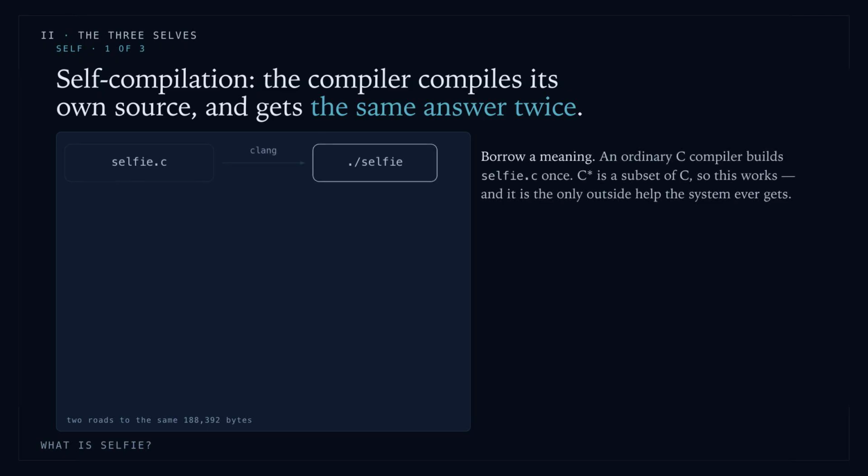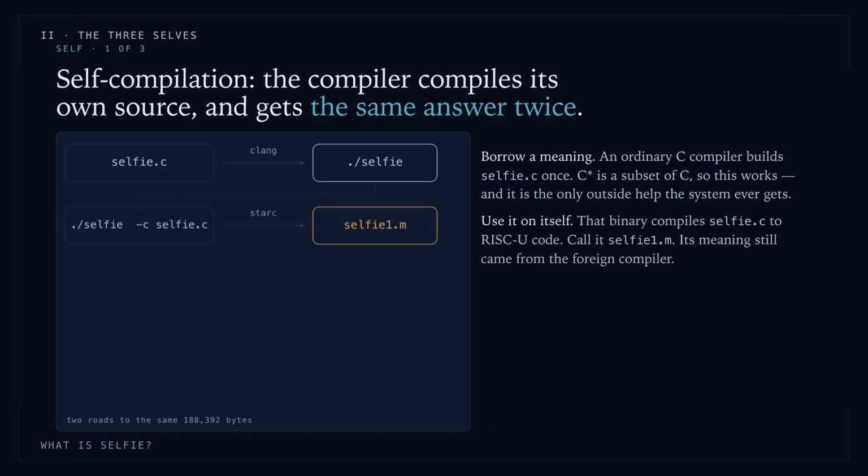Start by borrowing a meaning. An ordinary C compiler builds selfie.c once. C* is a subset of C, so this works, and it is the only outside help the system ever gets. Now use it on itself. That binary compiles selfie.c to machine code, call it selfie1.m.